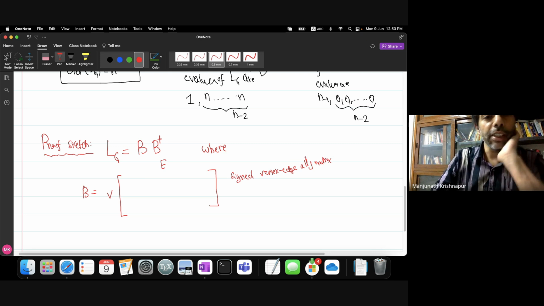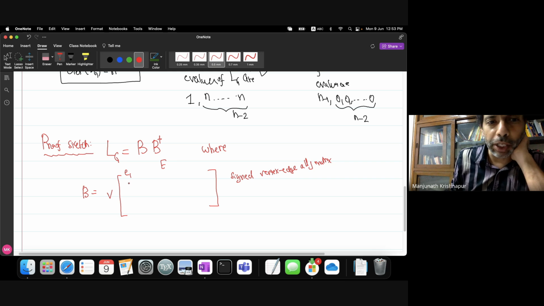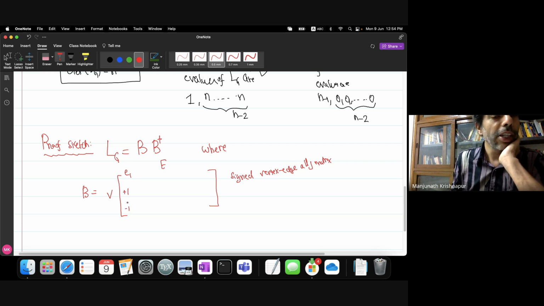What it means is, for each edge, so let's say E1 is an edge, there will be two endpoints to it. One of them will be marked 1 and the other will be marked -1. To each edge, you decide whichever way you want. You put a +1 in one place and -1 in another place. All others are 0.